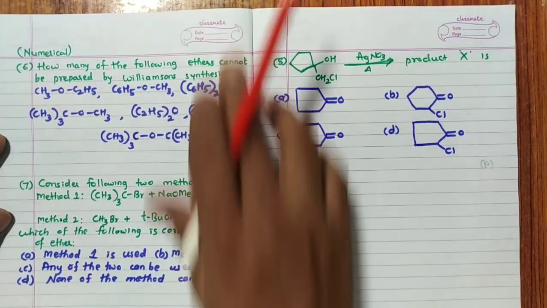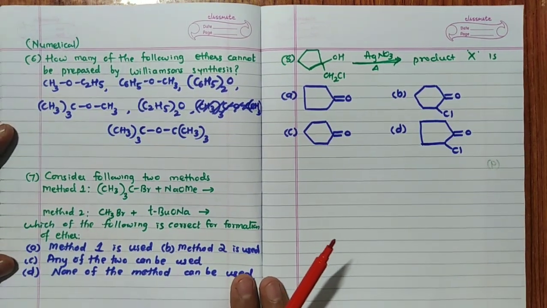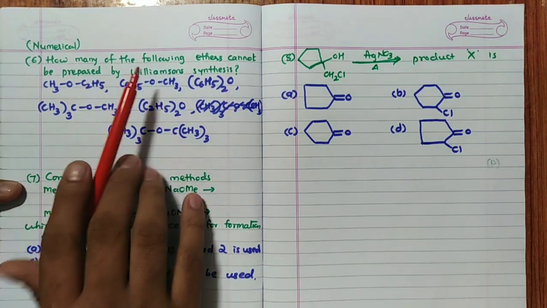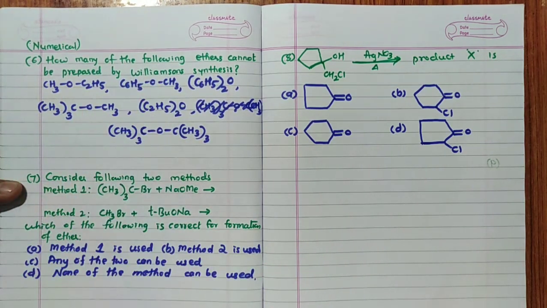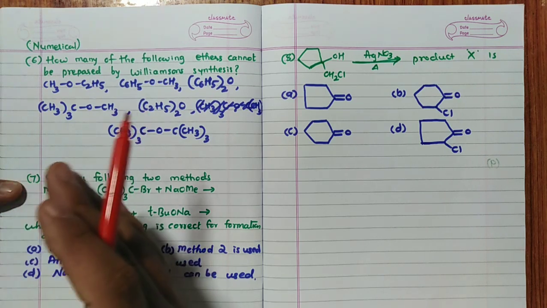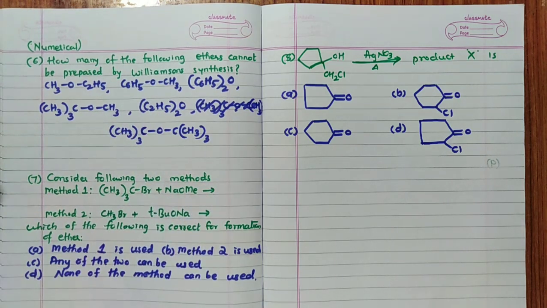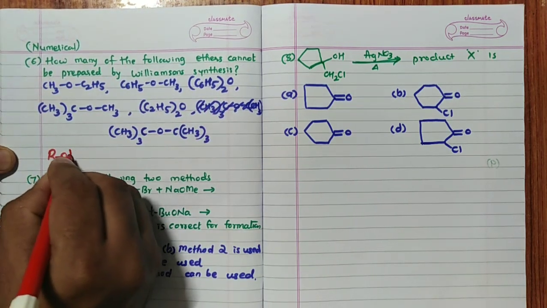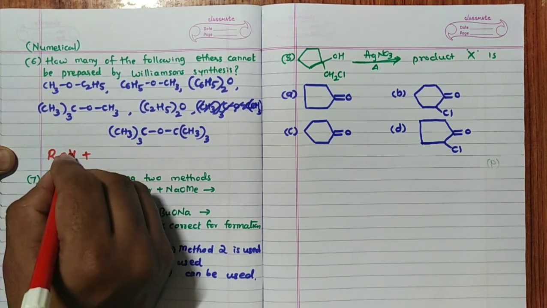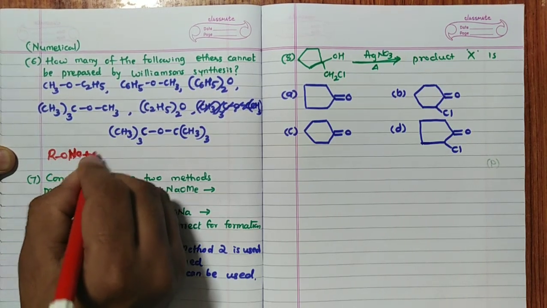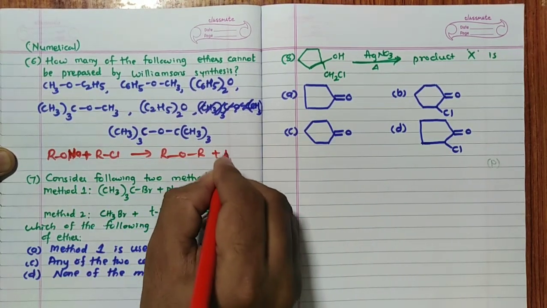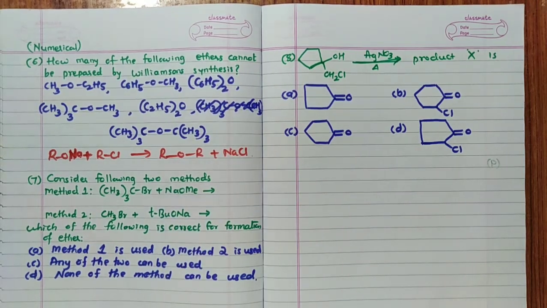How many of the following ethers cannot be prepared by Williamson synthesis? Numerical type. Let me tell you this. Williamson synthesis, remember, is the reaction of an alkoxide salt, that is sodium alkoxide or potassium alkoxide, with an alkyl halide. So the general reaction is like this: ROH plus Na gives RONa, plus RCl gives ROR plus NaCl. This is the simple reaction, remember that.